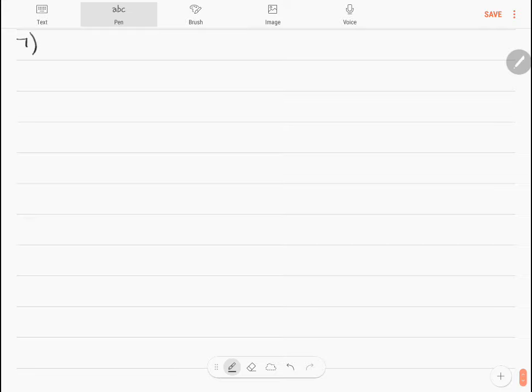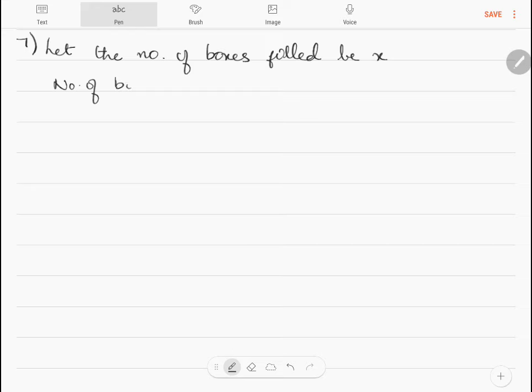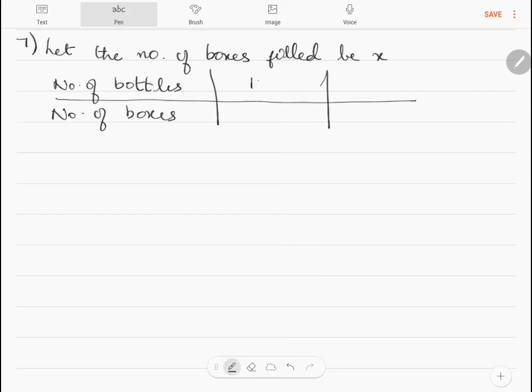Question number 7. A batch of bottles were packed in 25 boxes with 12 bottles in each box. If the same batch is packed using 20 bottles in each box, how many boxes would be filled? Let the number of boxes filled be X. Number of bottles, number of boxes. This is 12, this is given as 25. For 20 it is X.